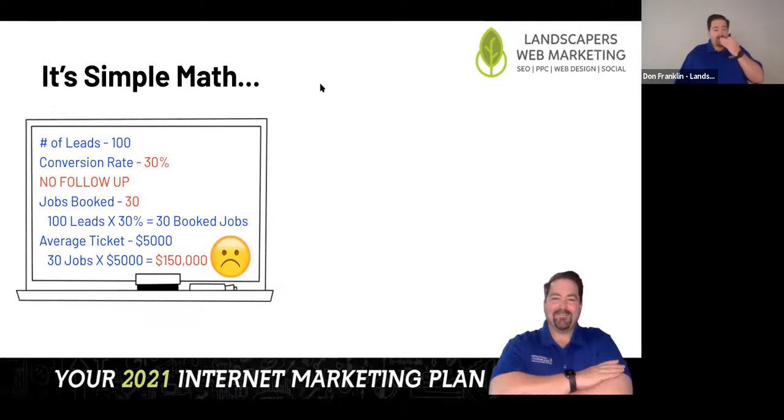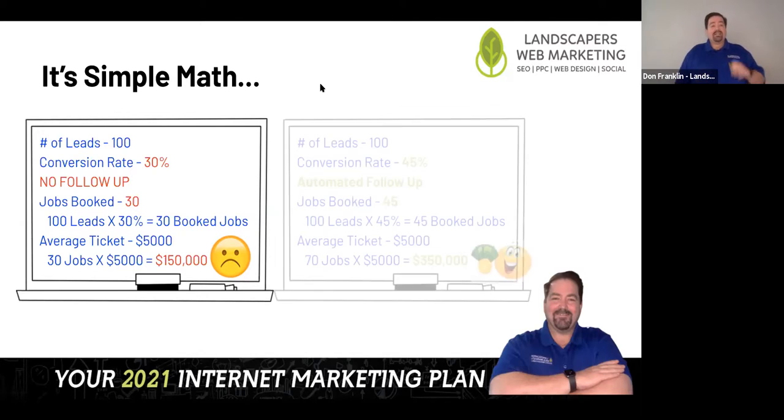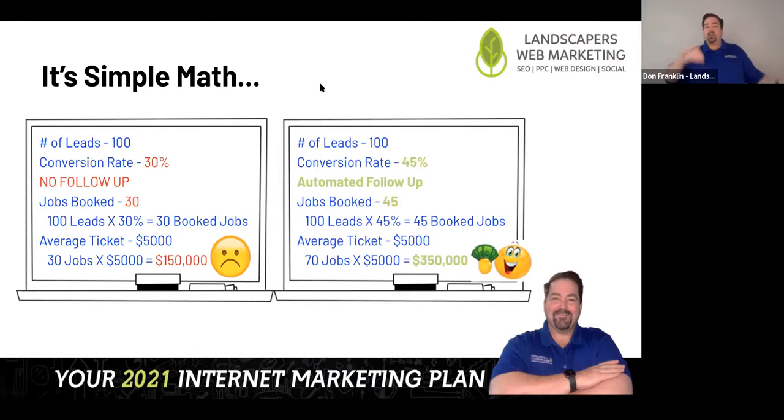So is this simple math? Again, I'm going to make it very easy. 100 leads, that's what we have coming in. Your conversion rate, we talked about, let's just say 30%, that's a decent conversion rate, could be higher, could be lower. Without any follow-up, 100 leads at 30% is 30 booked jobs. And if we take the average ticket, again, just making it easy, 5,000. You might have maintenance plans or bigger projects, but let's just say 5,000. That's $150,000.